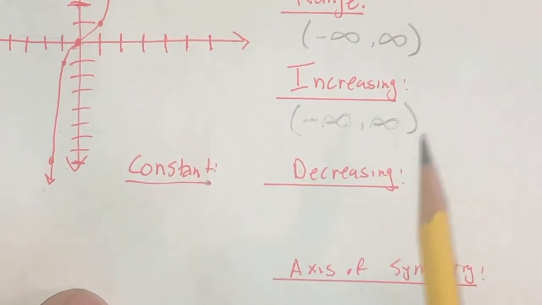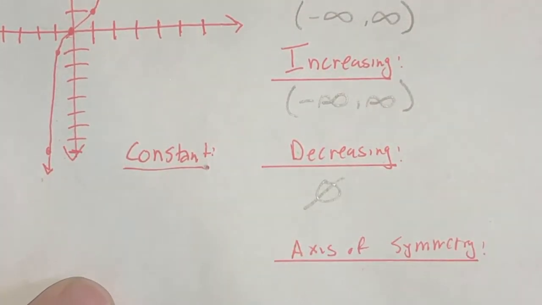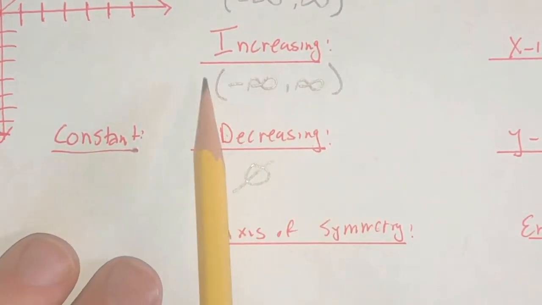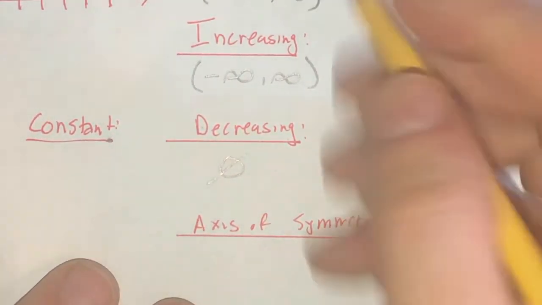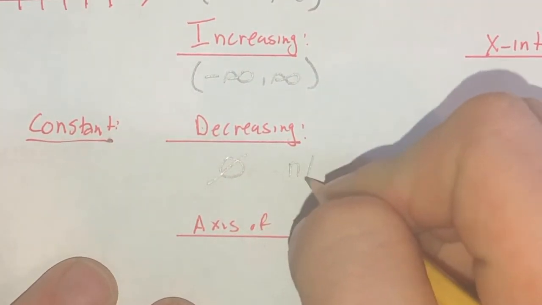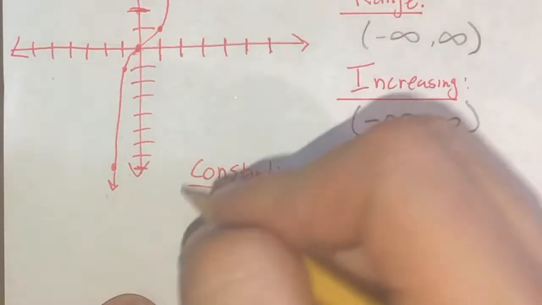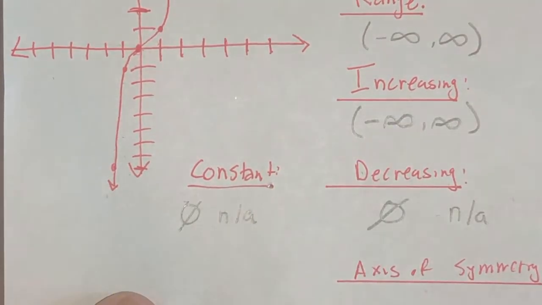Where is it decreasing? Well, it's never decreasing. It's decreasing nowhere. So you can put a circle with a line, which means empty set, because these are technically considered sets or collections of numbers. So you could say empty set, or you could say NA. Not applicable, never decreasing. Constant, same thing. There's no point where the function values are staying the same from left to right, okay?